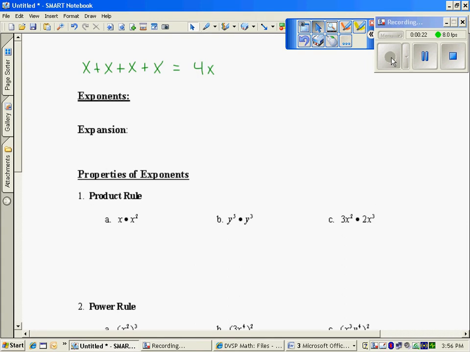Well, when we look at exponents, we are now trying to multiply. So we're going to show a condensed version of multiplication. If I write down the 4 x's but change the operator to multiplication, I can condense this and write it x to the power of 4. The 4 is now called the exponent. The x is called the base. That 4 in the superscript position tells me I had 4 x's being multiplied.